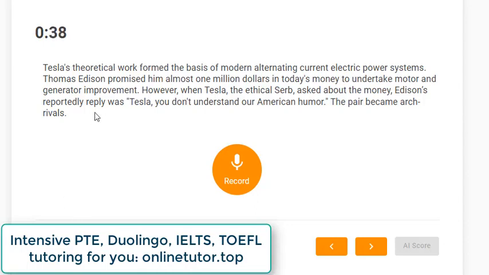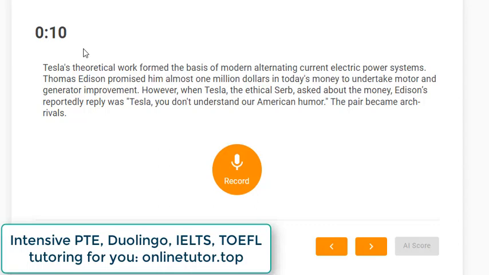Tesla's theoretical work formed the basis of modern alternating current electric power systems. Thomas Edison promised him almost $1 million in today's money to undertake motor and generator improvement. However, when Tesla, the ethnic Serb, asked about the money, Edison's reportedly reply was, "Tesla, you don't understand our American humor." The pair became arch rivals.